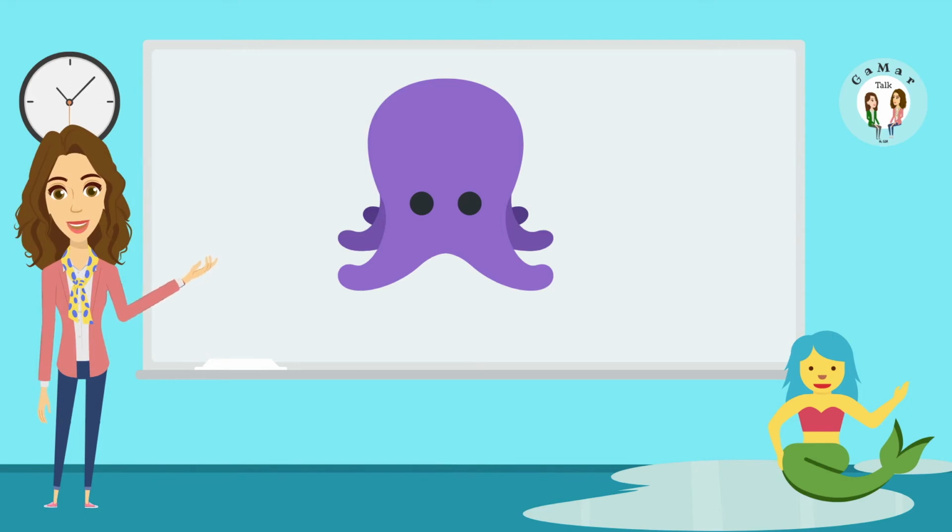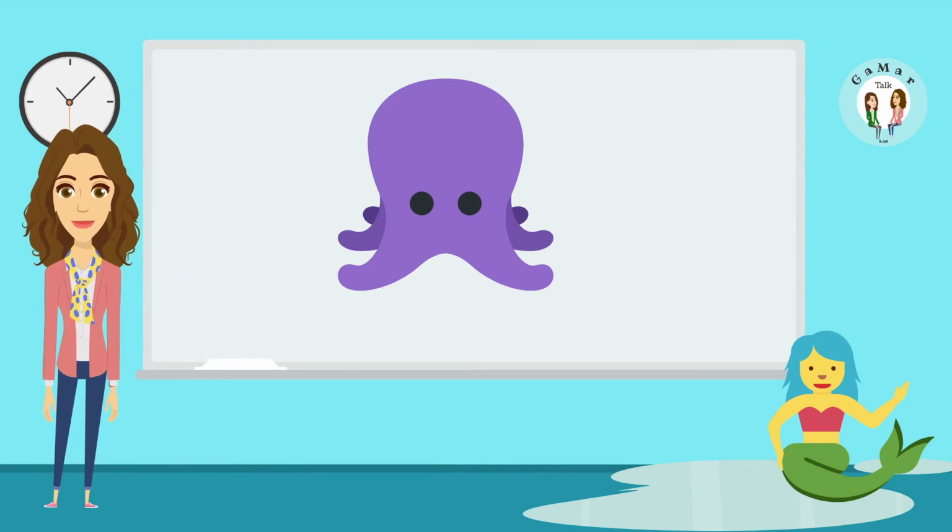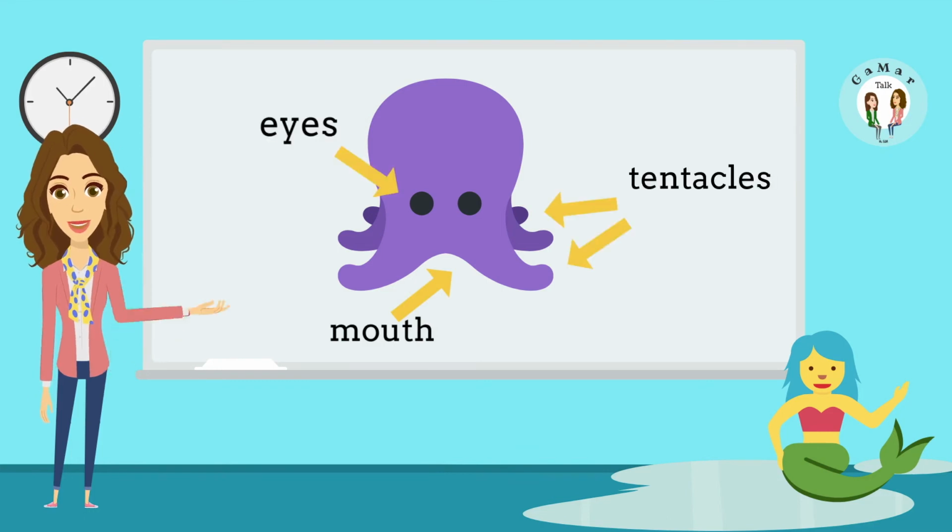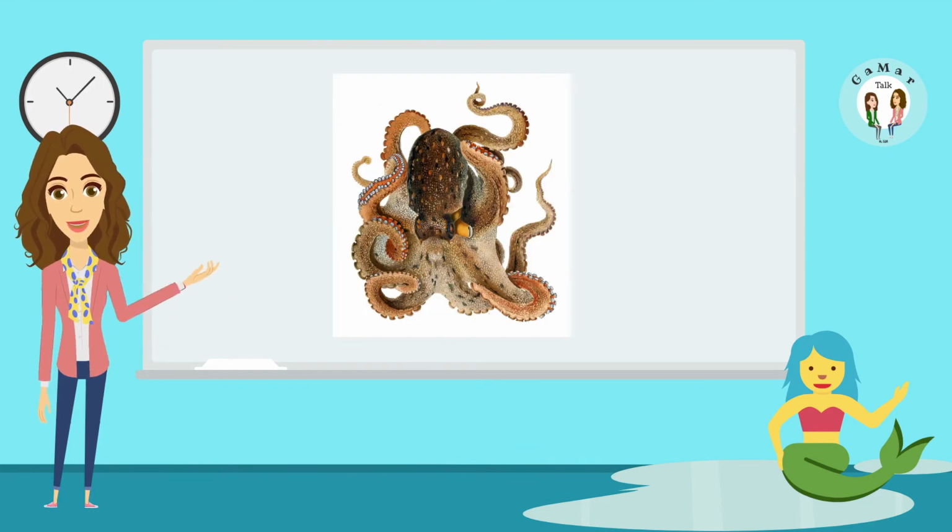Other animals, like an octopus, have a mouth, eyes, and tentacles. Now it's your turn to try.